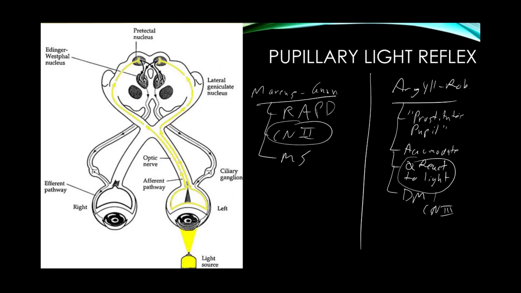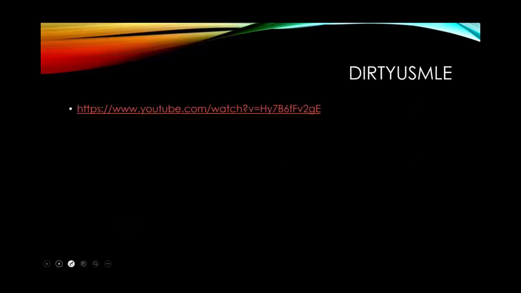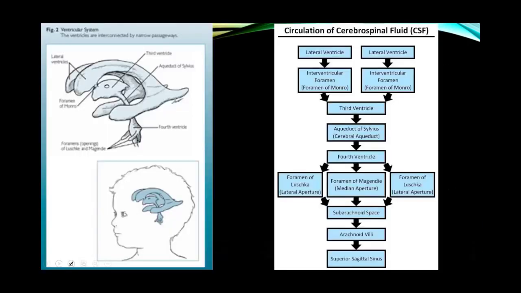There's a high yield reason why that happens. So cranial nerve 3 is the oculomotor nerve, so it also allows you to move your eyeball. But because of the anatomy of where the parasympathetic fibers run versus the pure motor fibers, it hits one and spares the other. But don't worry about that. Let's see if I can.